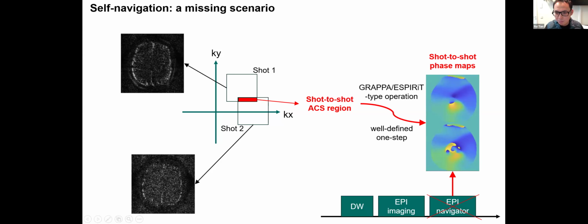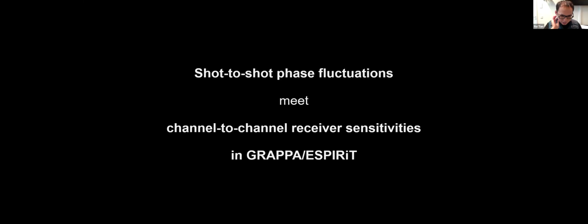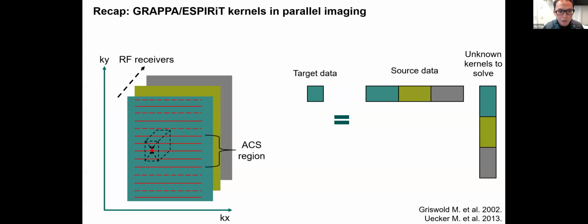And these will provide the same information as the EPI navigator and can also do the self-navigation in this way with different chunks. So this is where the shot-to-shot phase fluctuation meets the channel-to-channel receiver sensitivity in GRAPPA and ESPIRiT. To look closer at how this can work, we can do a recap of the conventional calibration in GRAPPA and ESPIRiT kernels for parallel imaging.